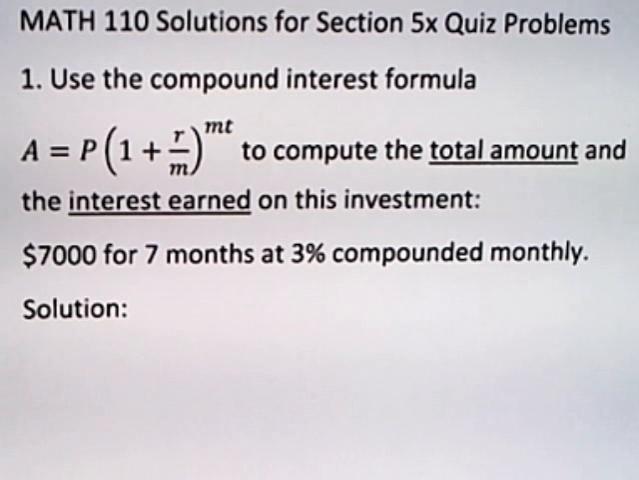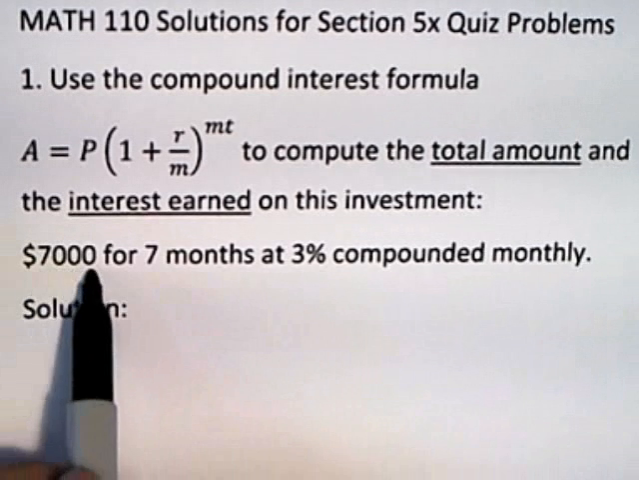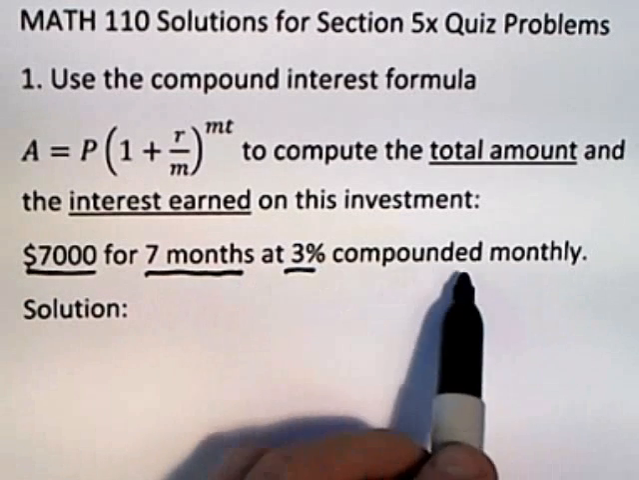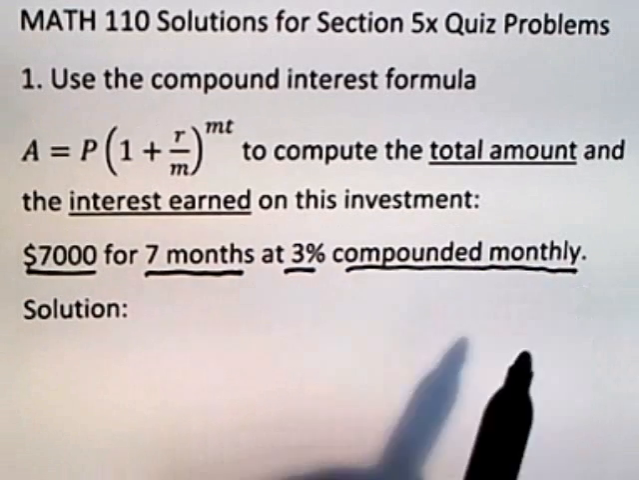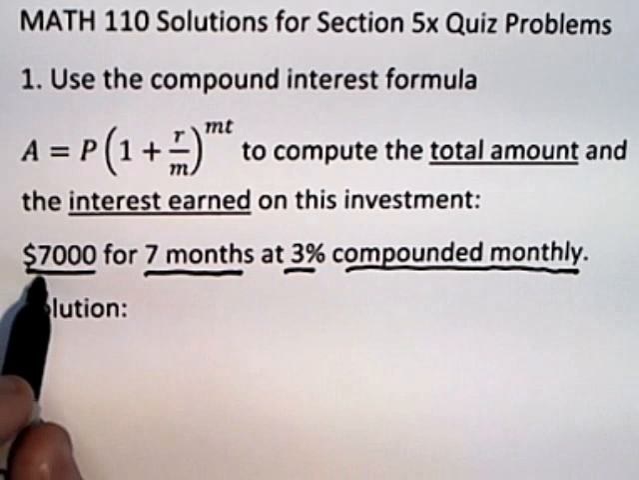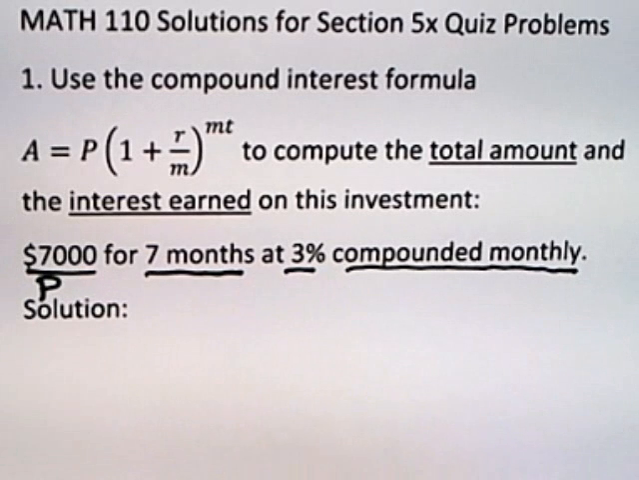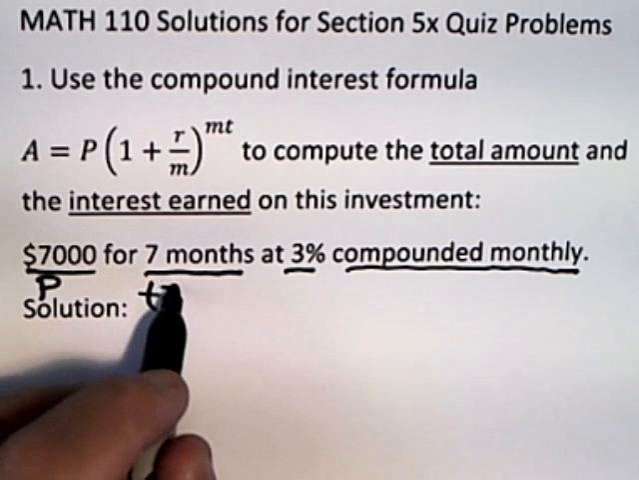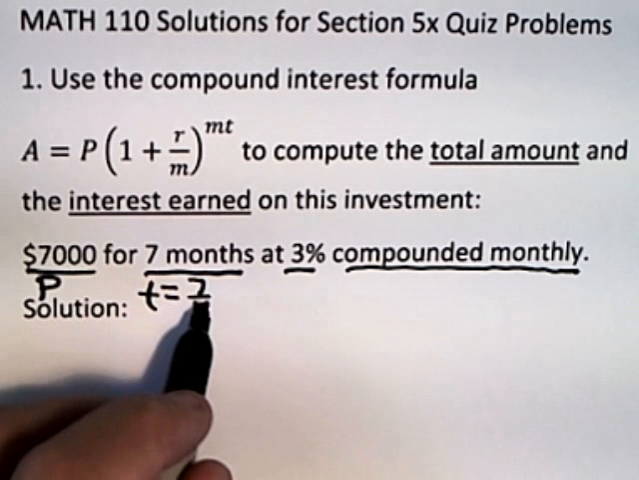This is problem number 1 from the section 5X quiz. It says use the compound interest formula to compute the total amount and the interest earned on this investment. The investment is $7,000 for 7 months at 3% compounded monthly. So that tells us that the principal is $7,000. The time has to be given in years, as you remember, so it's 7/12 of a year.